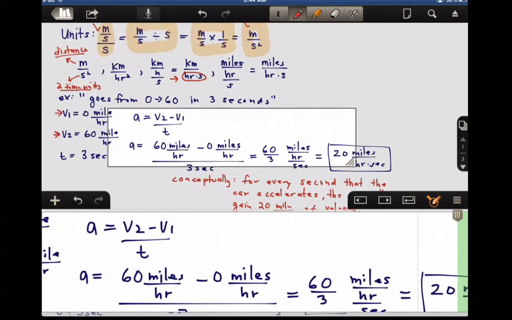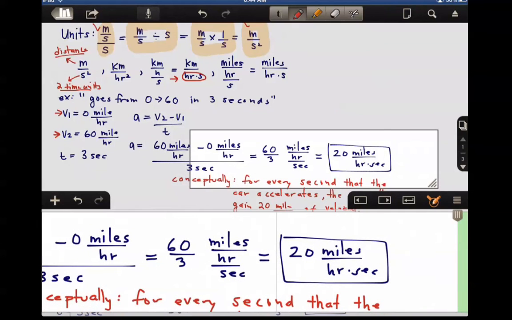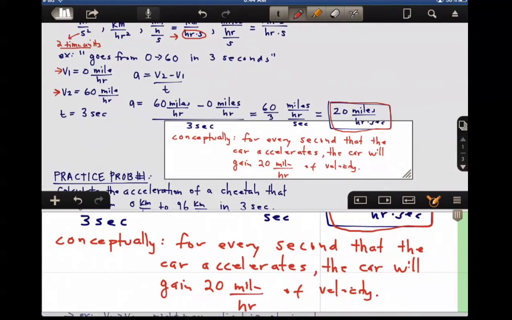And so when I plug in the numbers, I'm going to do 60 minus 0 divided by 3. That gets you 60 over 3. The units are miles per hour per second, and you can reduce that to 20 miles per hour per second. Conceptually, what this means is that for every second the car accelerates, the car will gain 20 miles per hour of velocity. So if you were in the car watching the speedometer, every second you would expect it to register 20 miles per hour more. So in 1 second it would go from 0 to 20, and the next second it would go 20 to 40, in the third second it would go from 40 to 60 miles per hour.